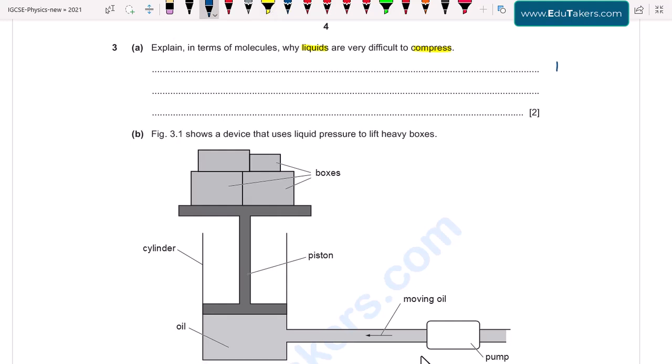So first of all, I consider a system. It's a container and there are liquid molecules inside this. The distance between these molecules is very small and they are very close to each other. So this is the first reason, that the molecules are very close to each other and it is very difficult to compress because the molecules already touch each other. So I write here molecules are very close to each other.